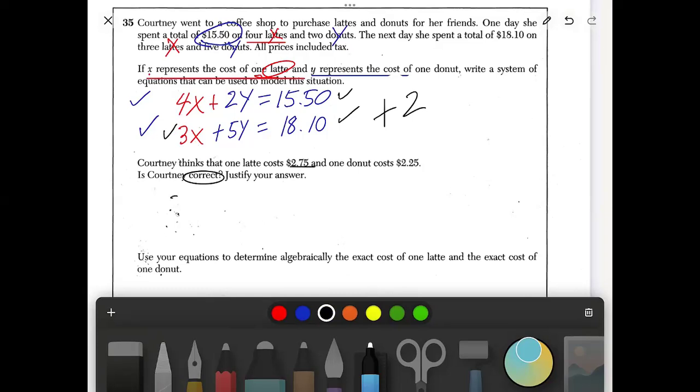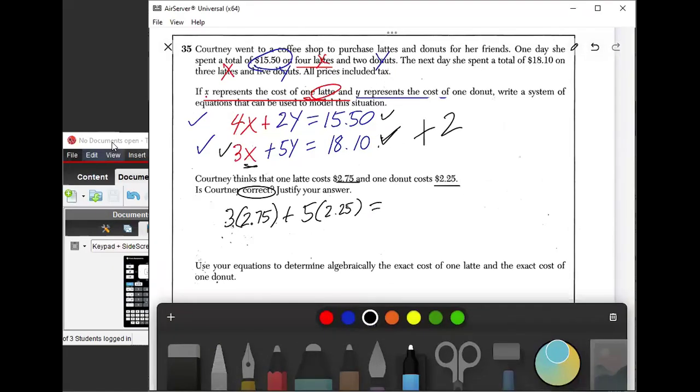So it's going to be 3, and I'm going to put in the cost for a latte that Courtney said, that's $2.75, plus 5 donuts, and the price that she said for a donut was $2.25. Now, it's supposed to be $18.10, but let's calculate it and see if she was right. So all we're going to do now is use the calculator. Where's my calculator?